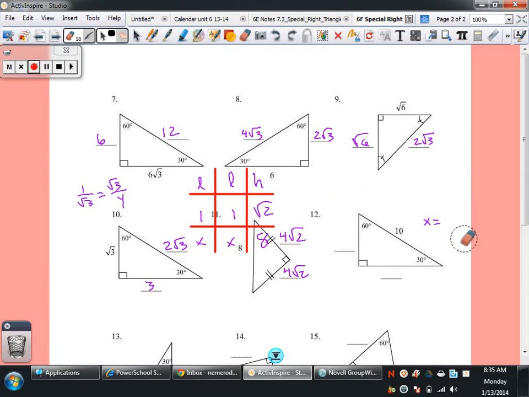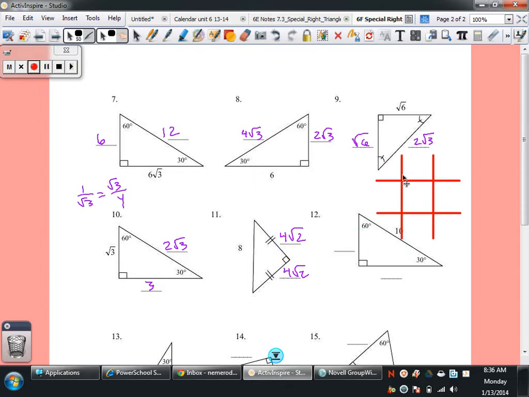I know there wasn't a lot of room here for you guys to do your work, but hopefully you have scratch paper, because otherwise it probably looks like a jumbled mess.